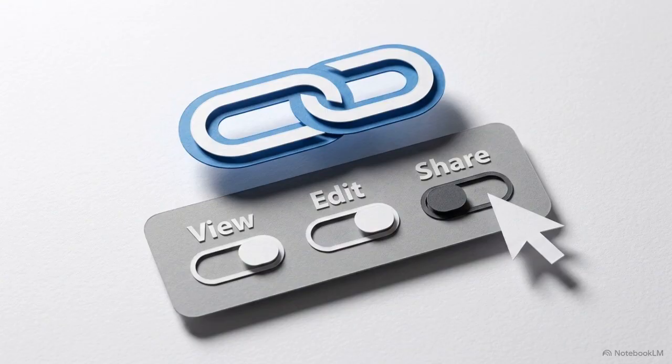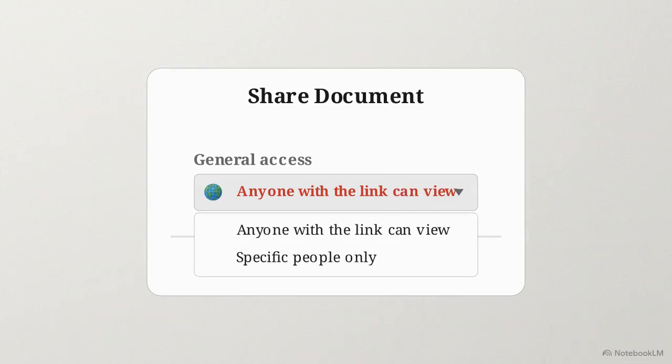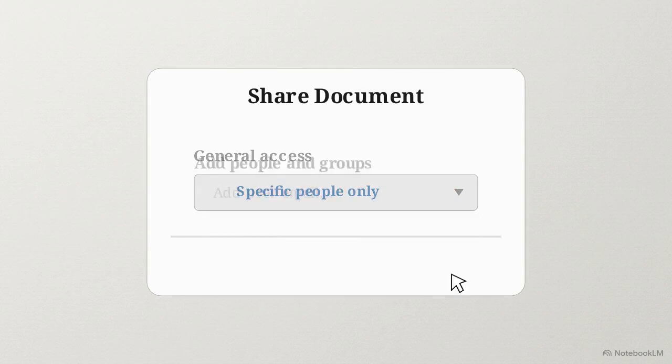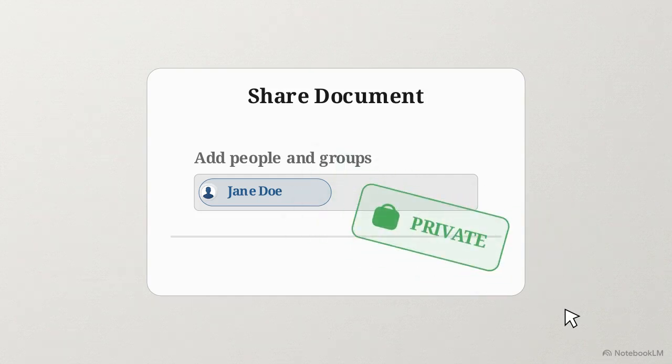Even when using the right channel, you must restrict digital access permissions before you generate a sharing link. A cloud link set to anyone with the link can view functions like a public broadcast. To protect the data, the link must be locked down to specific users. By selecting the specific people-only setting, you create a whitelist. This ensures that only authorized individuals can open the file, while everyone else is blocked.